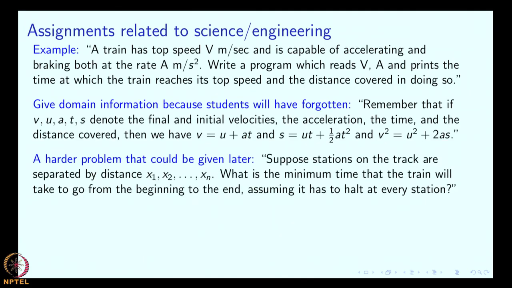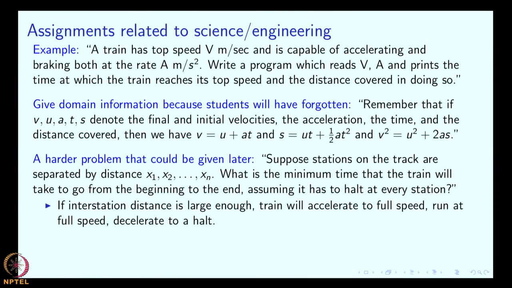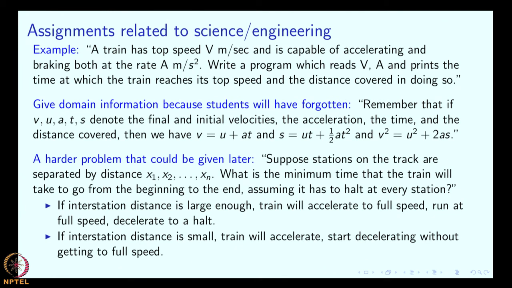A harder problem that could be given later is that suppose I have stations on the track and they are separated by some specified distances. What is the minimum time that the train will take to go from the beginning to the end, assuming it has to halt at every station? If the interstation distance is large enough, then the train will accelerate to full speed, run at full speed, decelerate to a halt. If the interstation distance is small, the train will accelerate, start decelerating without getting to a full speed. And so they have to distinguish the two cases.